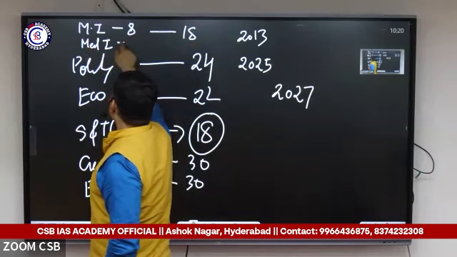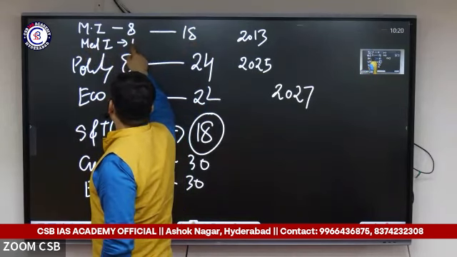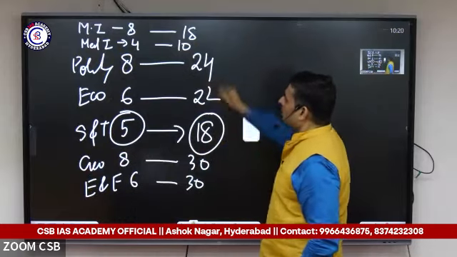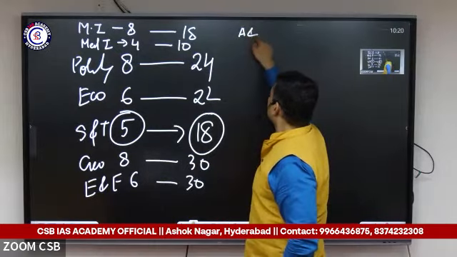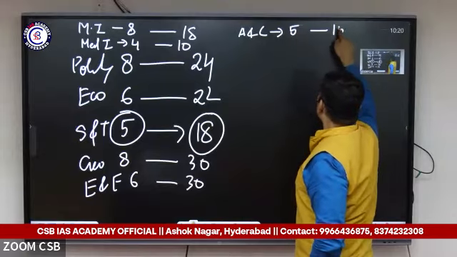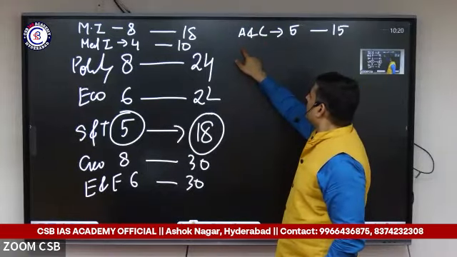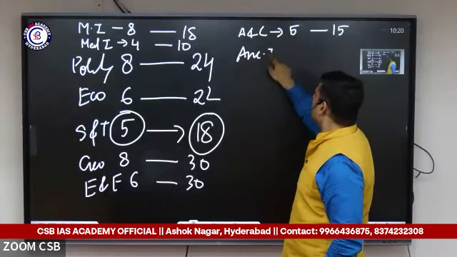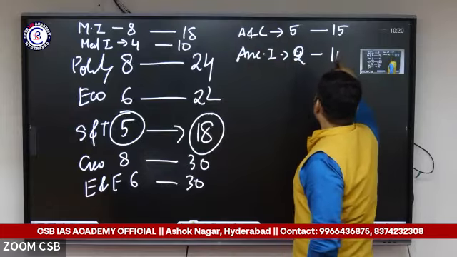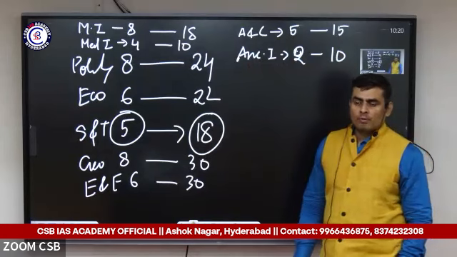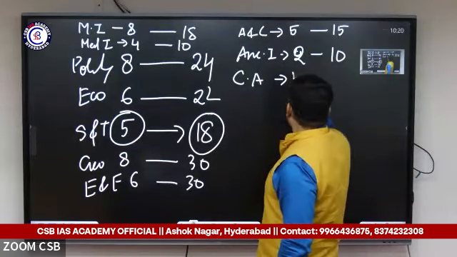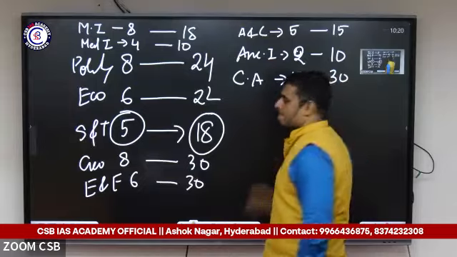Medieval India, suppose that 4 to 10. Similarly, you went for what? Medieval India, modern India, art and culture. Art and culture, you found that 5 to 15. Then ancient India, here again you found that 2 to 10. Fine. 2 to 10. Current affairs 5 to 30.